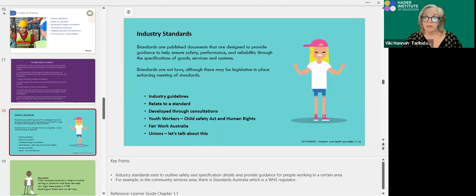So let's talk about unions just briefly. It is entirely up to you, and you have free choice to join a union in Australia. Not a requirement. There's no such thing anymore as "we are a union workplace." You have the right to join and you have the right not to join.